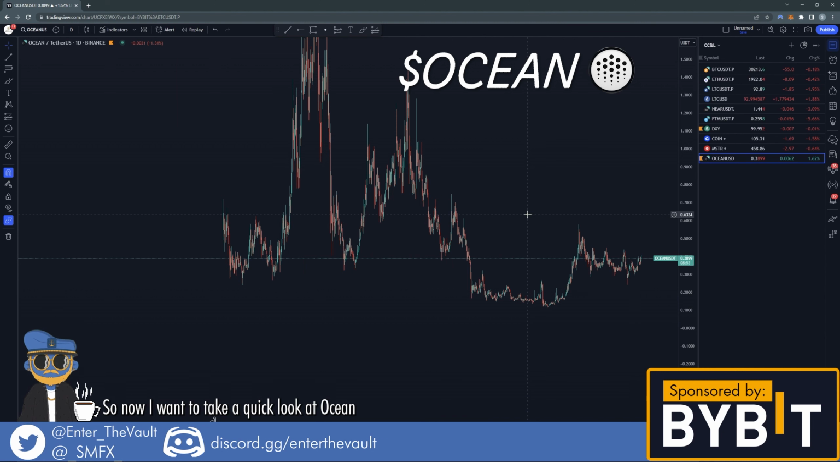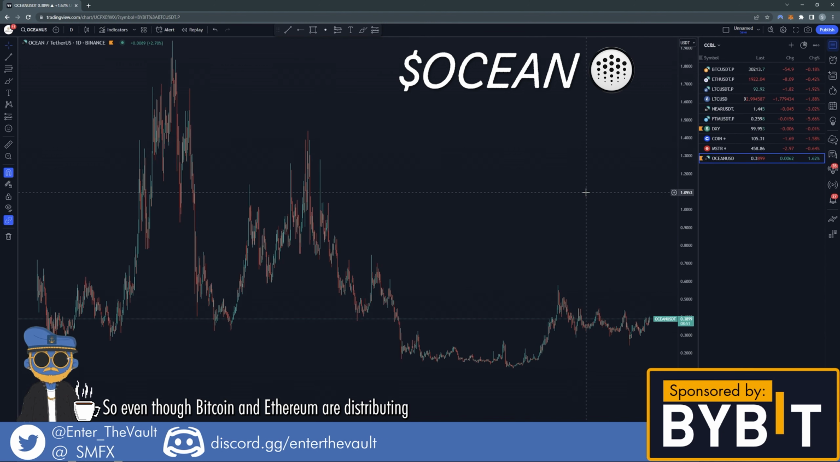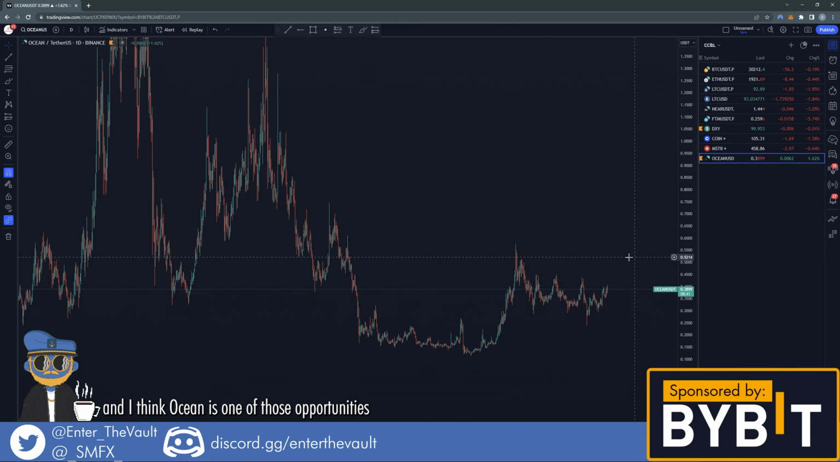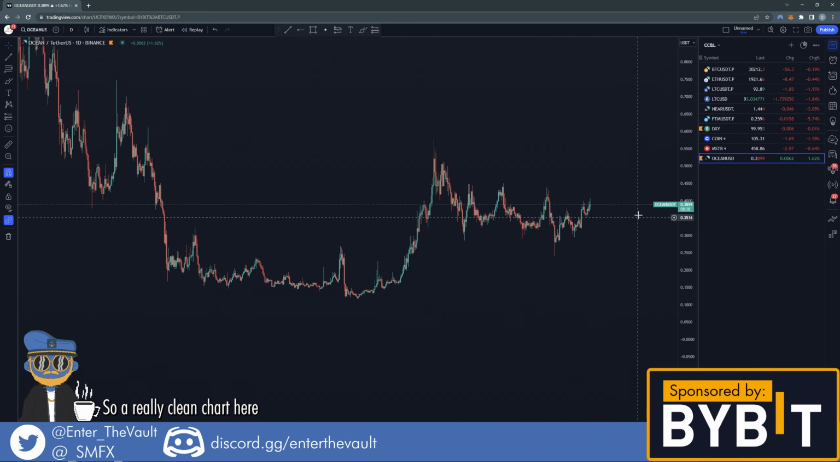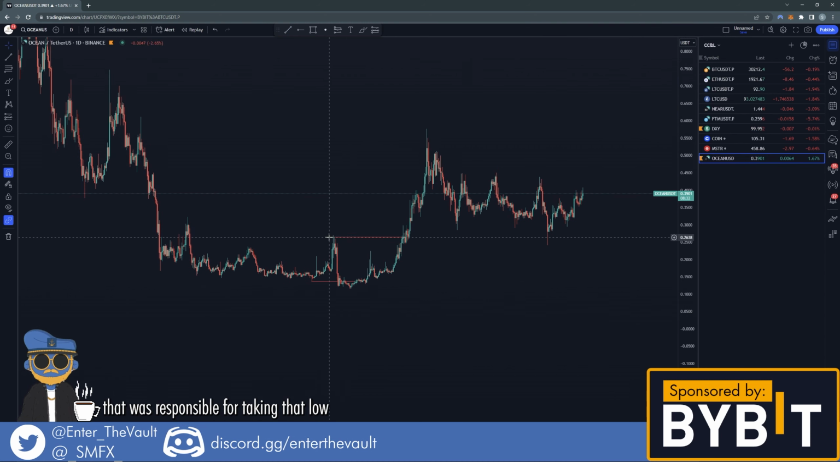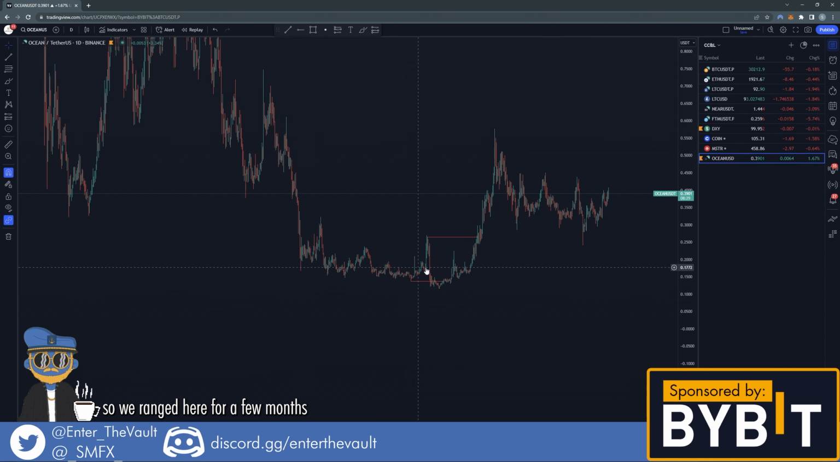All right, so now I want to take a quick look at Ocean. Even though Bitcoin and Ethereum are distributing and are ranging at resistance, there are still some really great opportunities on alts. And I think Ocean is one of those opportunities. So a really clean chart here. We have a sweep of this low, then we have a break up above the high that was responsible for taking that low. So we ranged here for a few months.